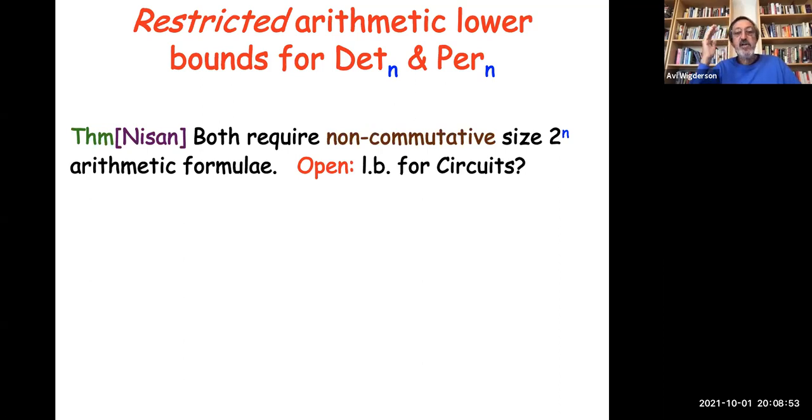The non-commutative world is supposedly simpler. This proof, Nisan's proof, is quite simple. And yet we have no idea what to do with circuits. I don't know why.